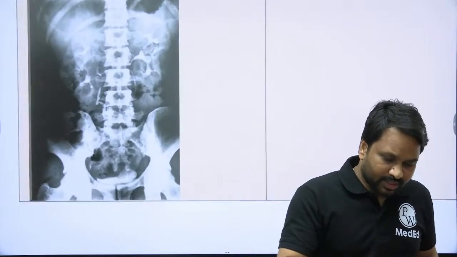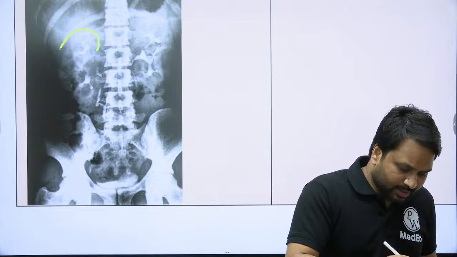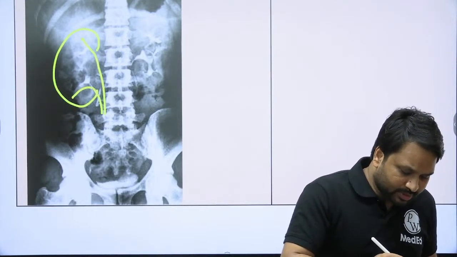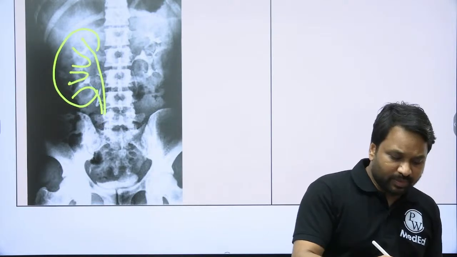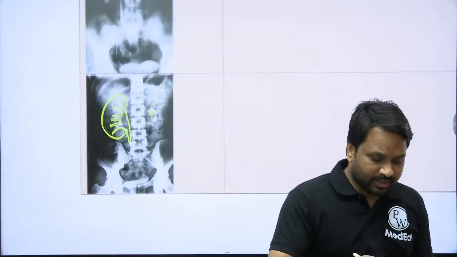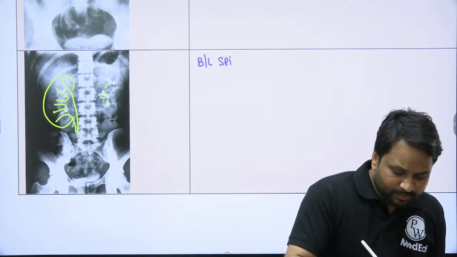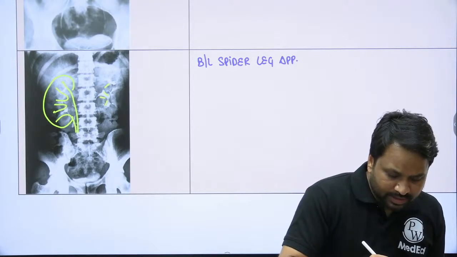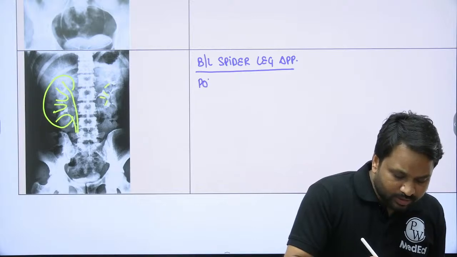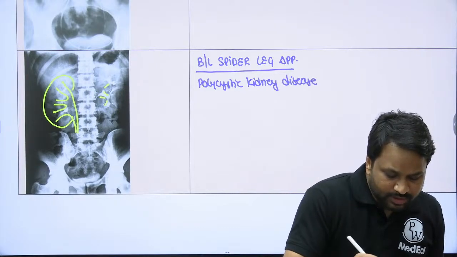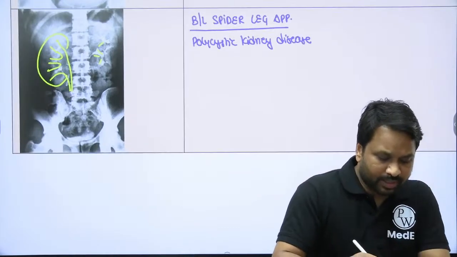Now here you can see, if you have a kidney presented here, let's say this is the representation of the kidney, and this was supposed to be the pelvicalyceal system which is present. Now you see the pelvicalyceal system is completely thinned out like this, right? This is like a spider leg appearance, right? So if you have a patient with a bilateral spider leg appearance, it is seen in polycystic kidney disease, because polycystic kidney disease is always going to be bilateral, right?